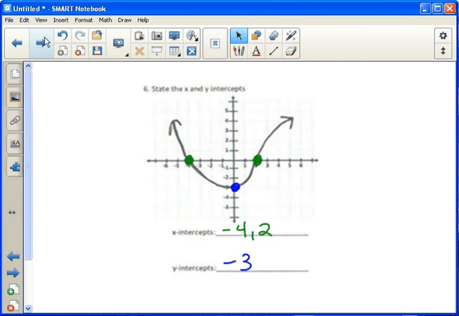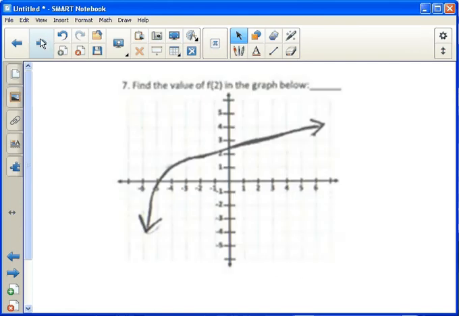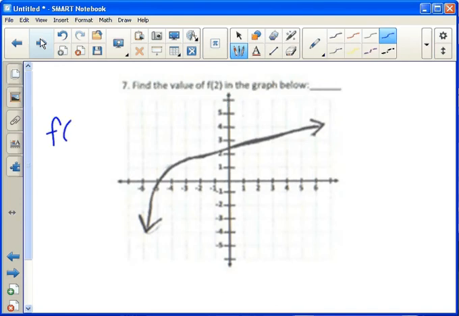7. Find the value of f of 2 in the graph below. So in case you can't see it, it says f of 2. That's what it says right here. So f of 2. That means they want to know the value of f, that's our function, that's our y values, when x equals 2. Whatever's in parentheses is always an x value.